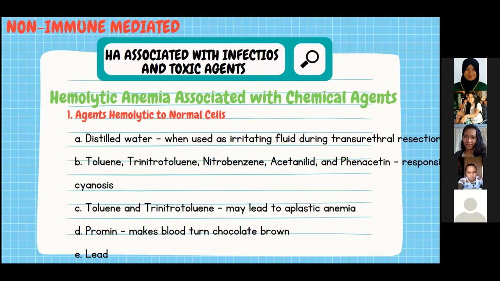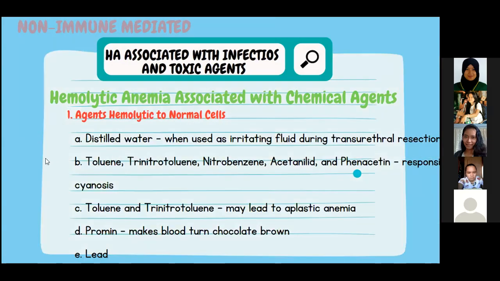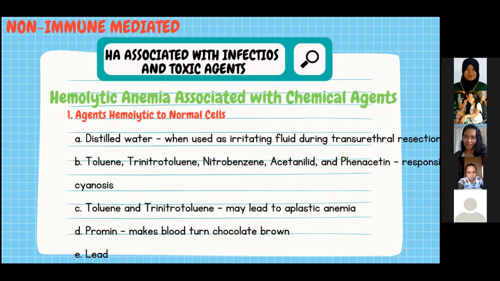Distilled water, the first one, when used as irrigating fluid during transurethral resection. Second one, toluene, trinitrotoluene, nitrobenzene, acetanilide, and phenacetin, which are responsible for cyanosis. The third one is toluene and trinitrotoluene, which may lead to aplastic anemia. The next one is bromine, which makes blood turn chocolate brown, and the last one, lead. The next slide.